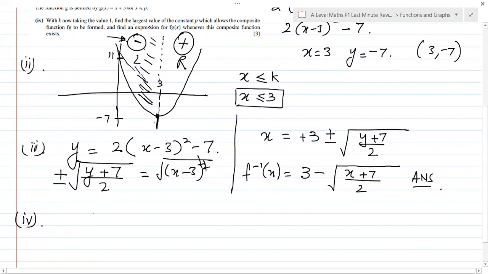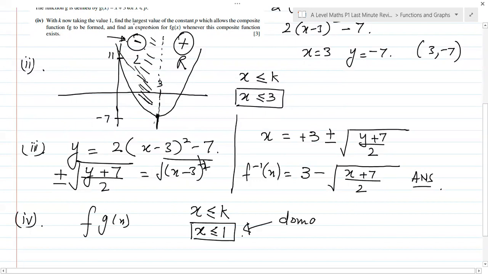For part 4, for any composite function, please do remember that it's f of g of x, like it says over here, composite function. With k now taking the value of 1, if you remember, x was less than or equal to k, and now k takes a value of 1, so that means x is less than or equal to 1. That is the domain of f(x), because this is the x value. The x value is the domain.